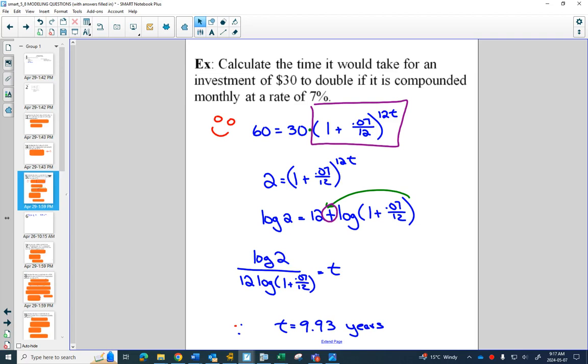Now this question is fascinating because it says if you had 7% interest and you had $30, in 10 years you would double. Which isn't that exciting because $30 to $60 isn't that much. Okay? But if you had $30 million, it would take 10 years for it to double to $60 million. And that would be kind of exciting.